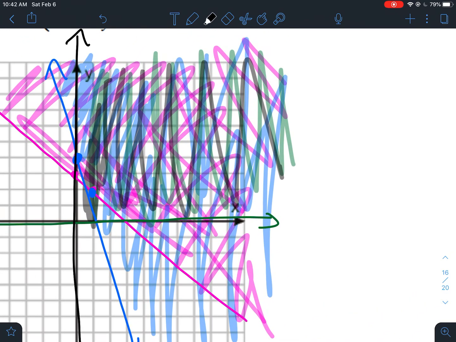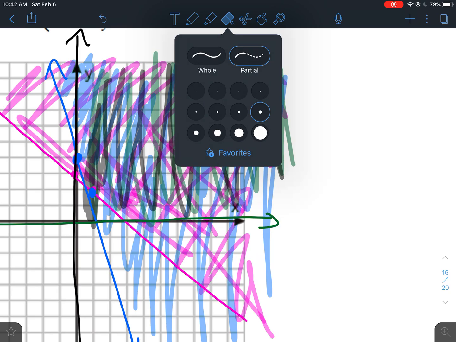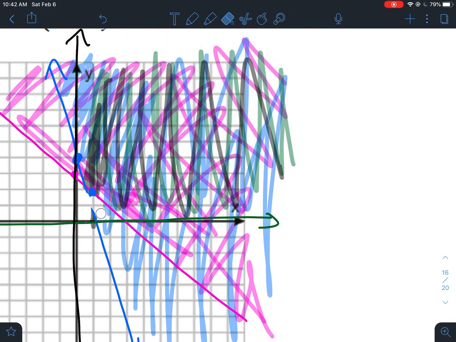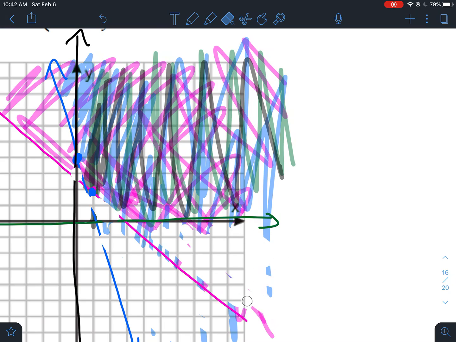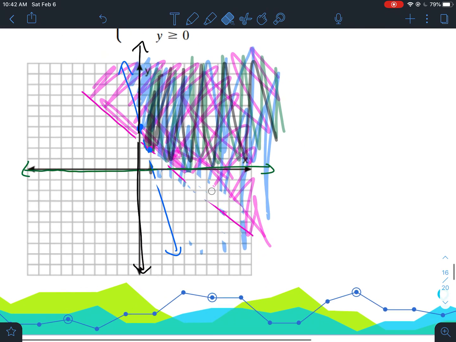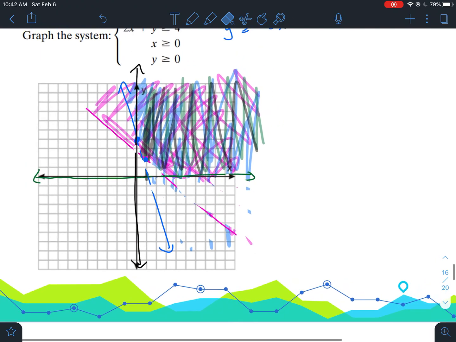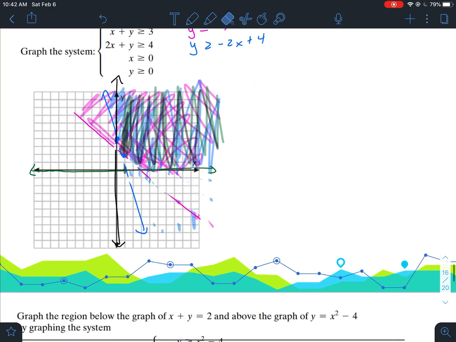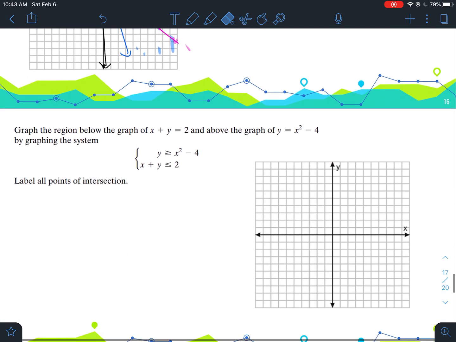So where the shading overlaps, let's erase. So we'll erase in here, we'll erase in here, erase in there, erase down here, erase down here. So my solution is going to be up in that area where all of the shading overlaps.